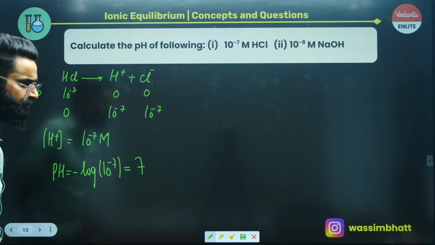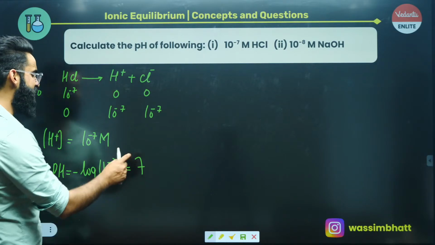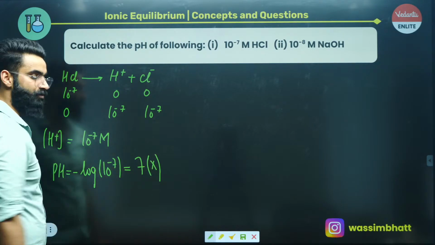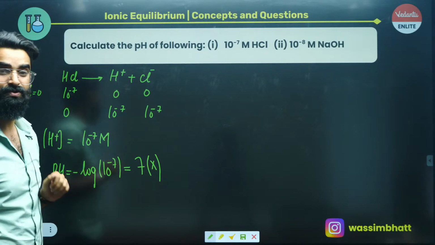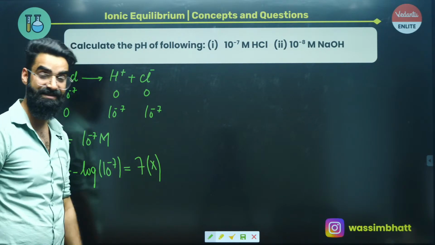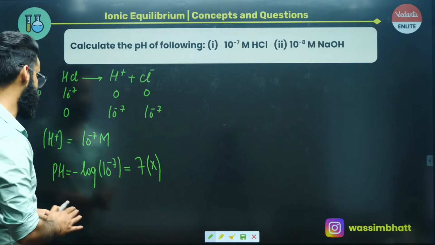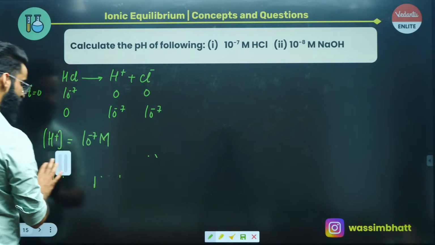So is 7 going to be the pH of the resulting solution? The 7 is not going to be the pH of the resulting solution, because if 7 was the pH, the solution was supposed to be neutral, but it's an acid. Its pH is supposed to be less than 7, right? So how are we going to solve this? Have a look, guys.